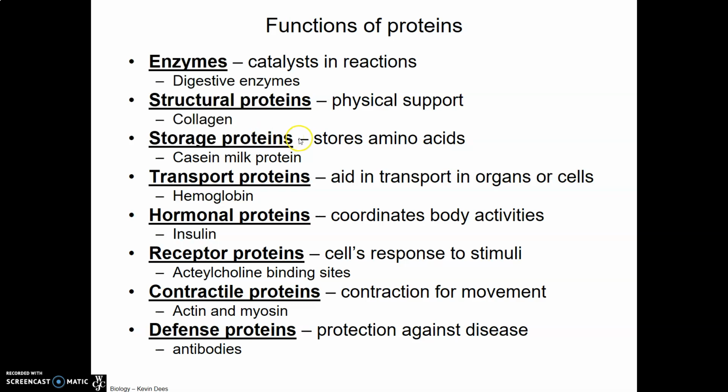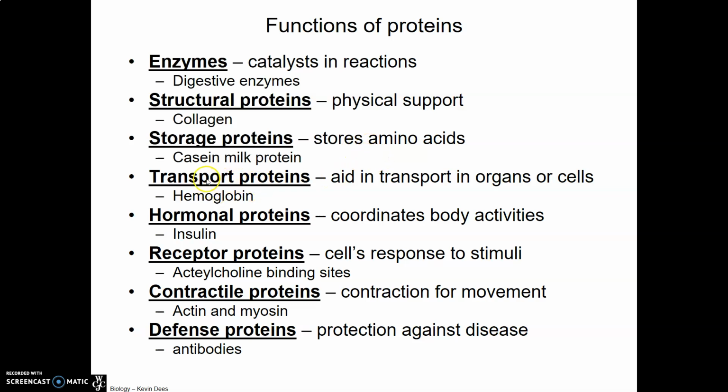Some proteins are designed to store amino acids, so these are storage proteins. For instance, one of the most important proteins that we find in milk is a protein called casein, and it's just a huge hodgepodge of different amino acids. As your body needs to build all of these different proteins, it requires lots of amino acids to rearrange them, and so this casein milk protein is really important in young mammals as a source of these amino acids.